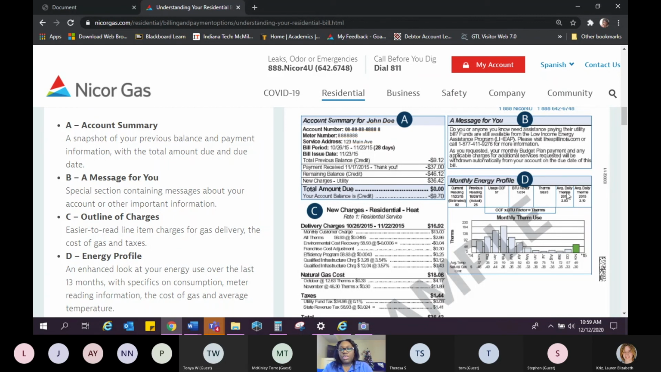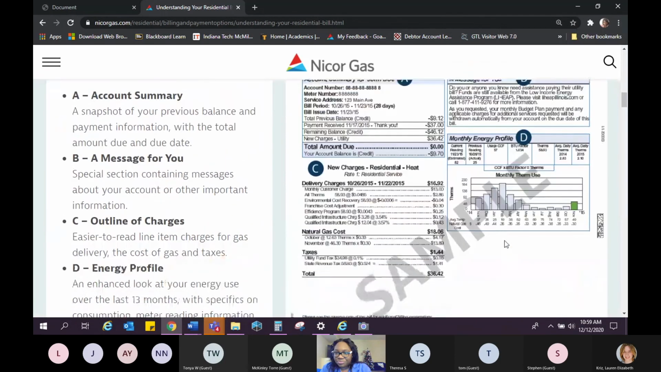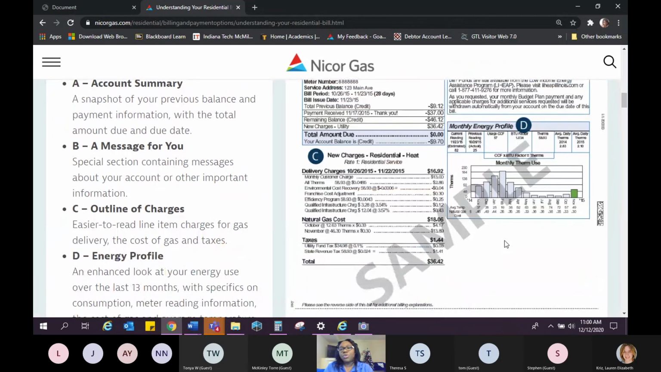Now we do also give an average daily therm amount. We compare it versus last year. So in this bill, we're in 2015, so it compares last year's. The average daily therm for last year was 2.83. And then an average daily therm for 2015 is going to be, I believe, 2.9. It's a little small. Let me see if I can make it a little bit bigger. Oh, nope, 2.10. So they actually use less this year than they did last year as far as an average daily amount of therms.